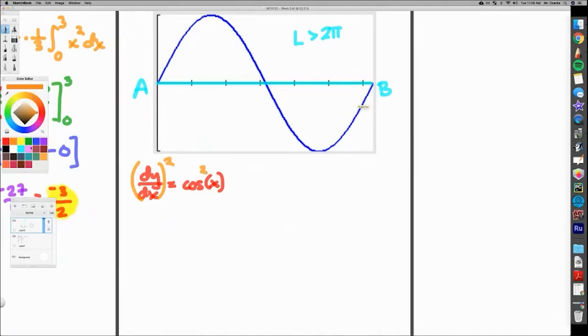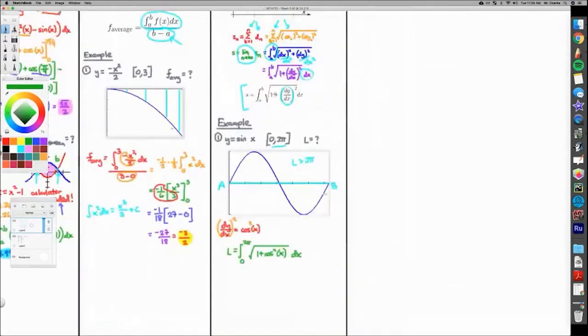So that's what I'm going to do now. The arc length is going from 0 to 2 pi, and we're doing the square root of 1 plus cosine squared x with respect to x. I'm just using the formula for this up here. I did my derivative and squared it, so I'm putting it in there.